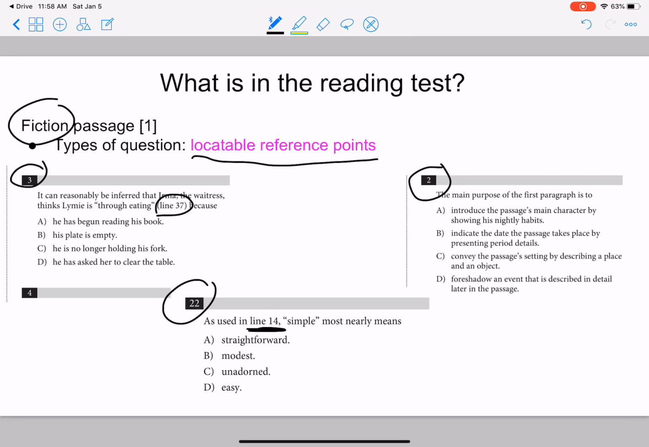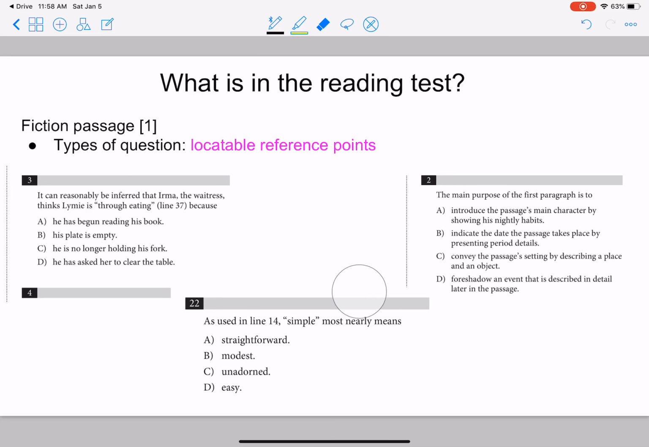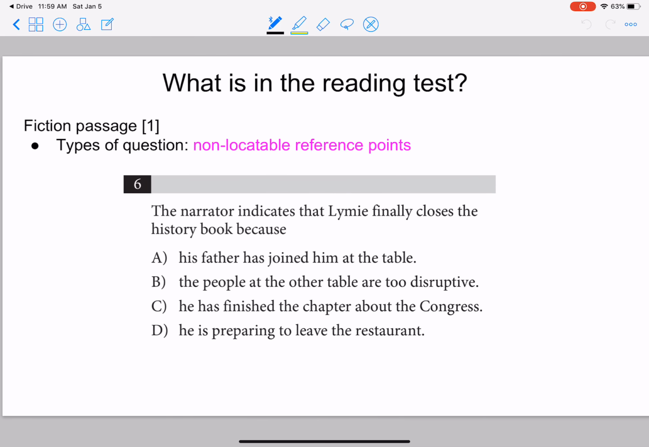Number 2 right here, the main purpose of the first paragraph is to. This one, the answer is going to be in the first paragraph, right? So we have a specific place where we can go and look, where we can find the answer to the question. Yeah, so a locatable reference point is basically just a question that gives you a specific point in the passage where you can go and try to find the answer.